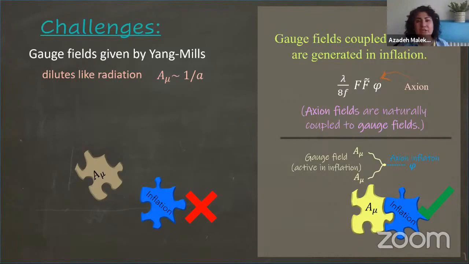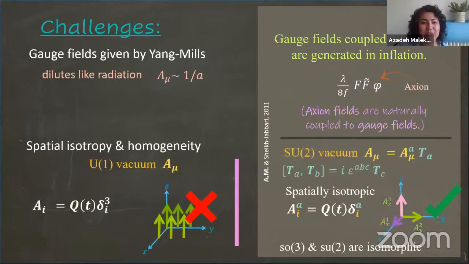But in case that the inflaton is an axion, the gauge fields are naturally coupled to it. And therefore, the inflaton, which is now an axion, can source gauge fields in inflation. And that provides these gauge fields which are around. Just as a very quick remark, in case that you turn on a background for a U1 gauge field, it breaks the spatial isotropy. However, if it's an SU2 or a non-abelian gauge field, then it's possible for that to have a background which is perfectly isotropic and homogeneous.